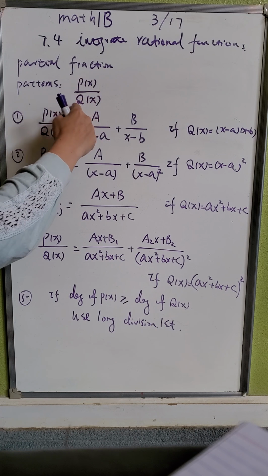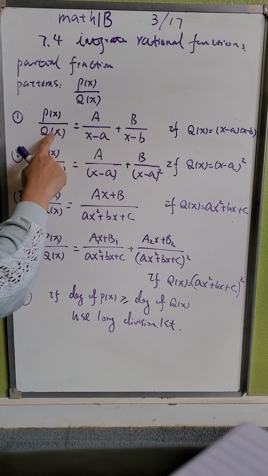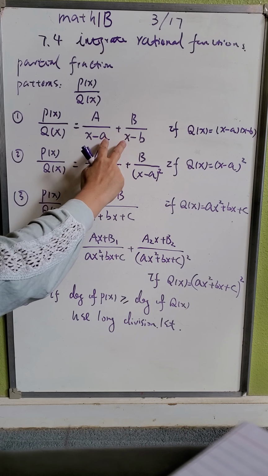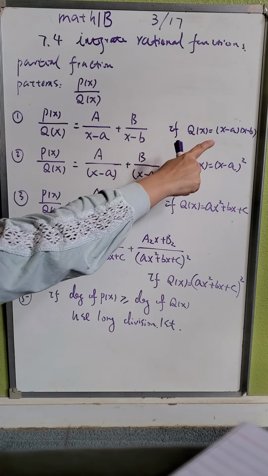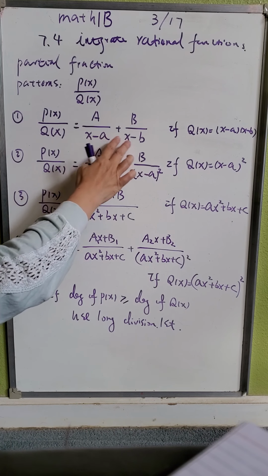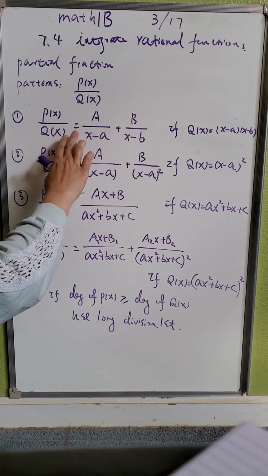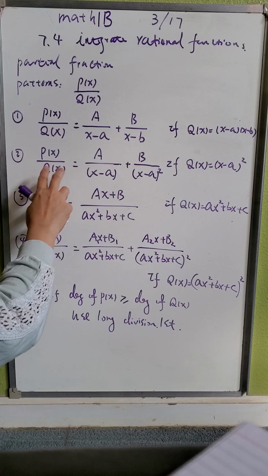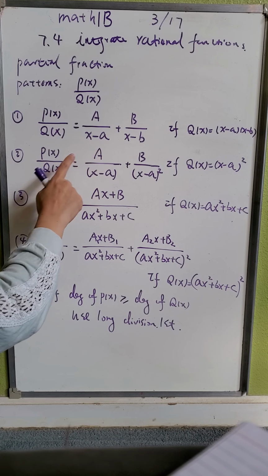If you have a fraction right here, this fraction can be broken into two smaller parts, that is, if the Q of x can be factored as x minus a, x minus b. Now I only do two of them because it's easier for me. And if you have three of them, you just keep going: a, b, c like that. That's the first pattern. That's the easy one.